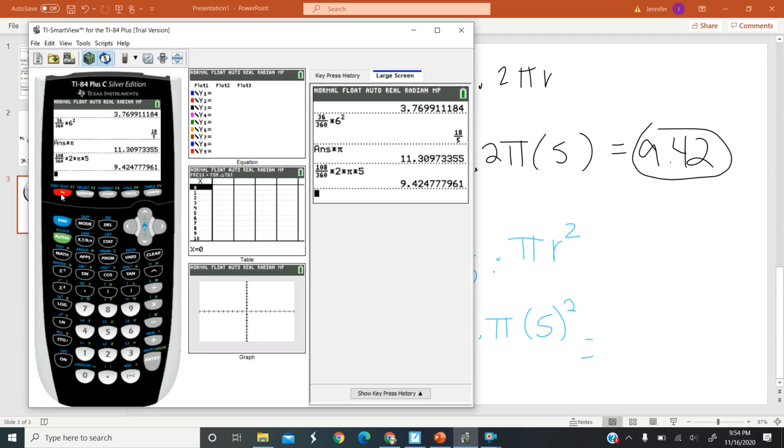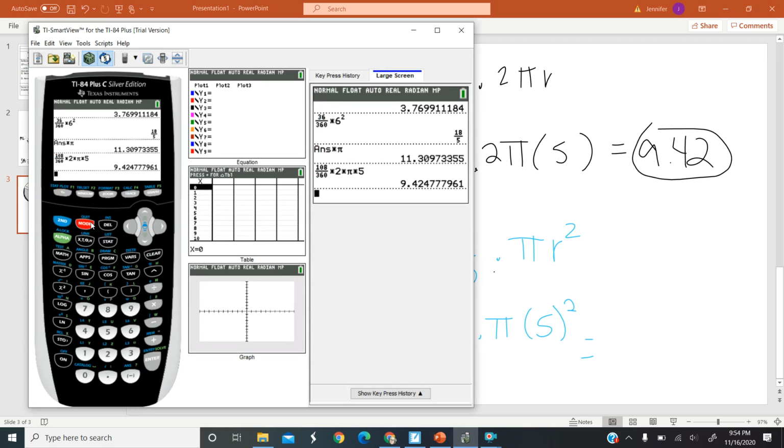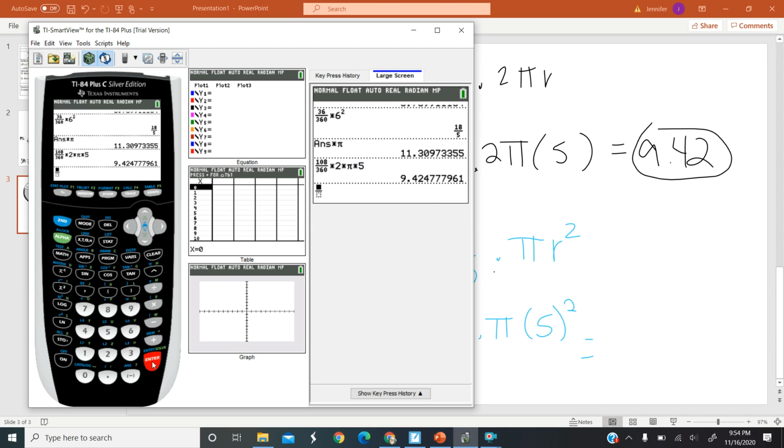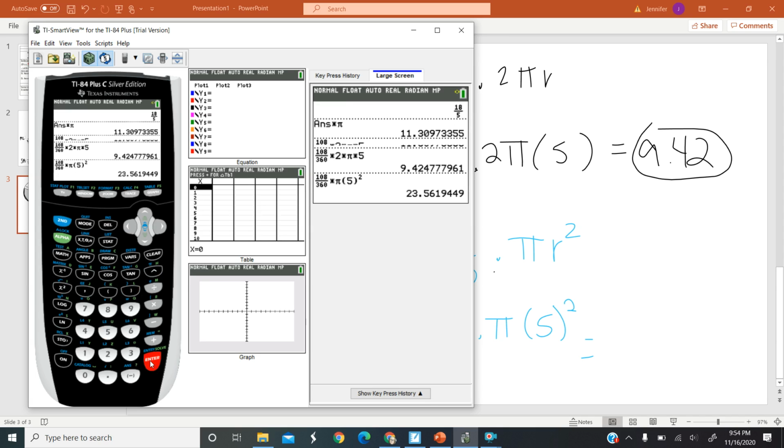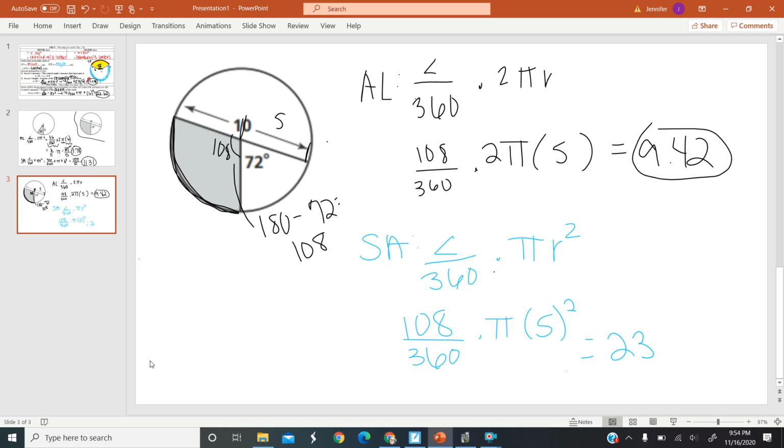So I need, I pressed the wrong button, I'm sorry. I need 108 over 360 times pi, and then times the radius squared, which is 5 squared. And I end up getting 23.56 for my sector area.